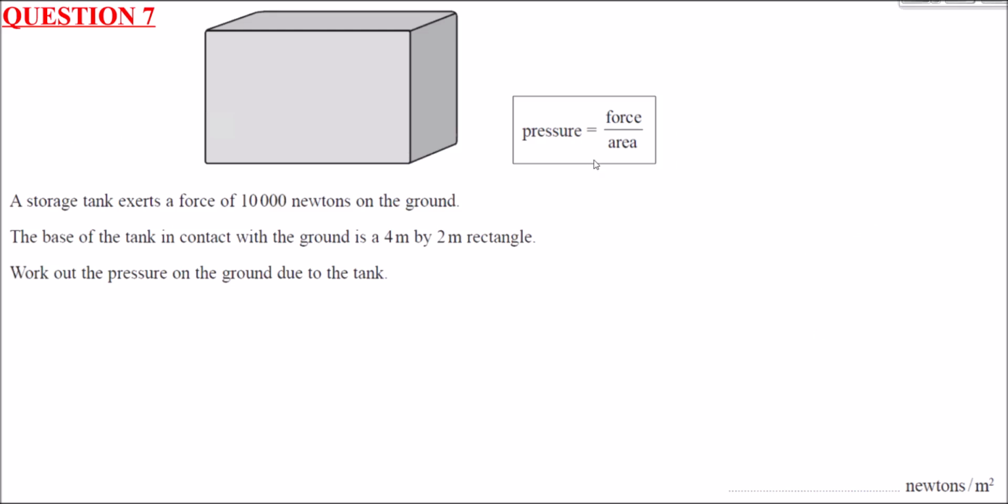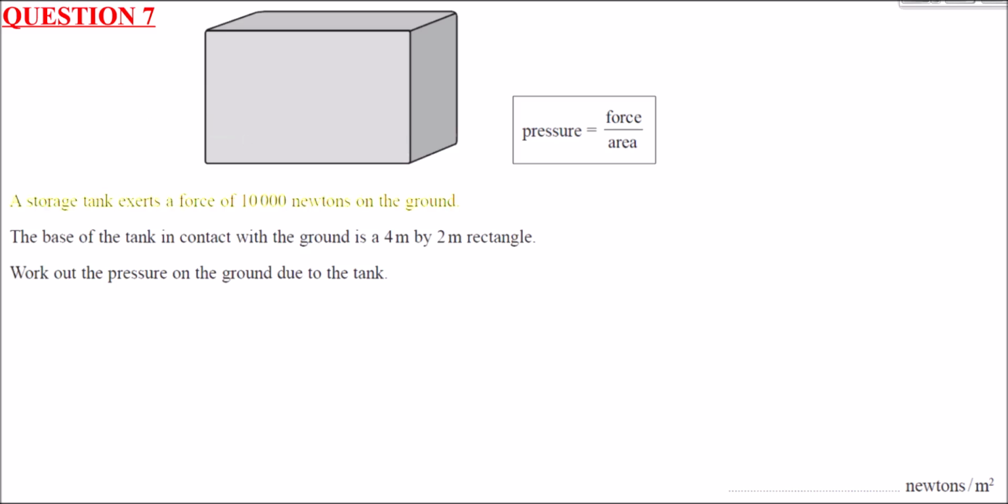Question 7 is about pressure, force and area. Unfortunately, you're given the formula here, so there's no need to panic, which is obviously great. So we're told a storage tank exerts a force of 10,000 newtons on the ground. The base of the tank in contact with the ground is a 4 by 2 rectangle, so it's 4 meters by 2 meters. Work out the pressure on the ground due to the tank. As long as you keep your head, this is actually a very simple question indeed.